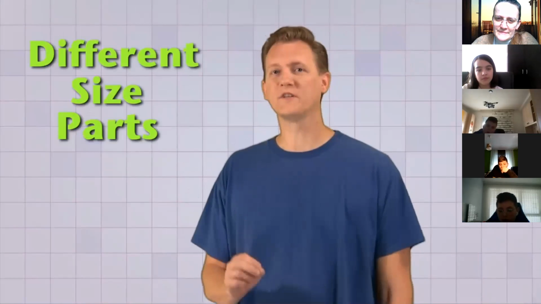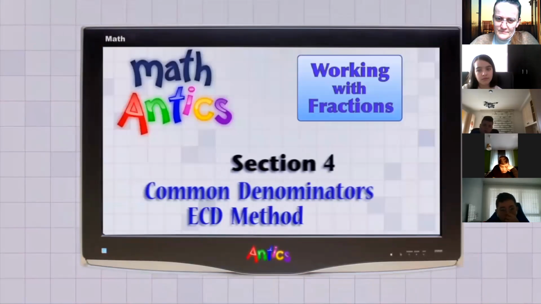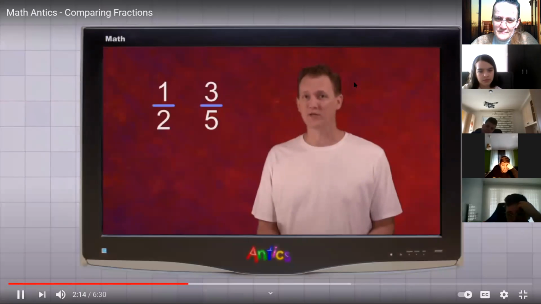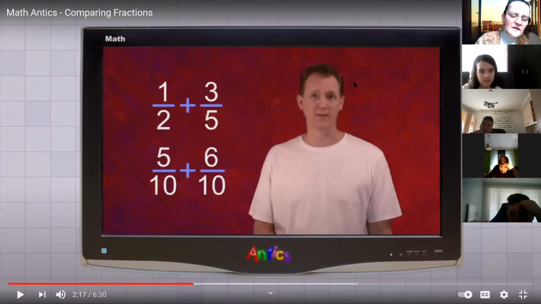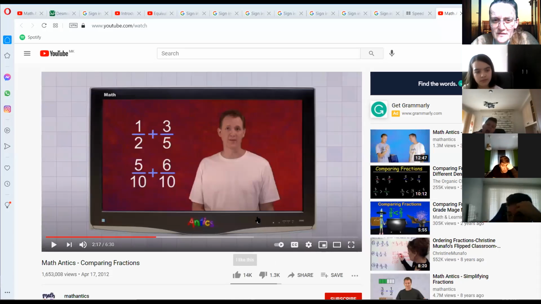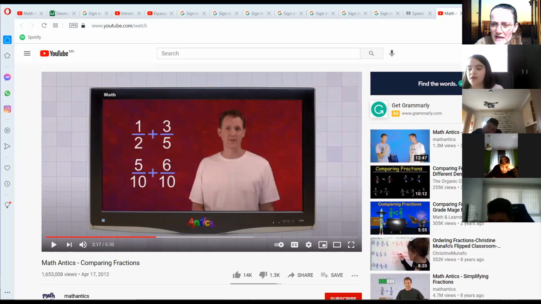But many times you'll have to compare fractions that have different bottom numbers or different size parts. Fortunately, there's a trick we can do to make the comparison easy. In the Math Antics videos about common denominators, we learn a simple method for changing unlike fractions with different bottom numbers into like fractions with the same bottom number. So if the fractions are different, we call them unlike fractions. If the denominators are the same, we call them like fractions.